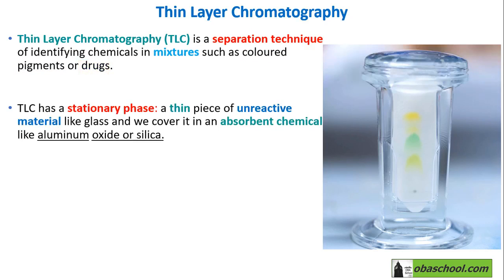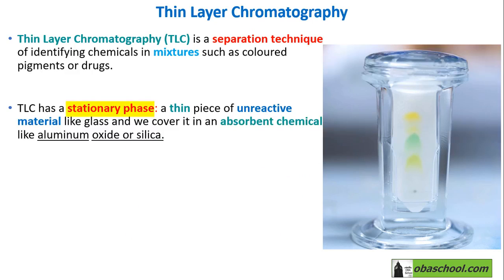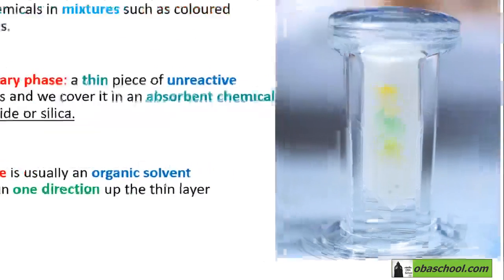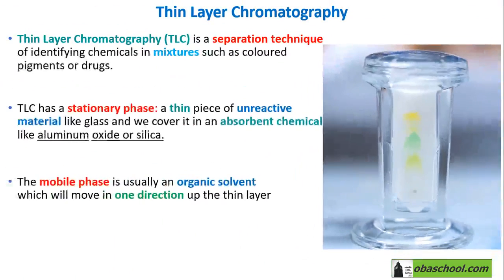As with any chromatography, thin layer chromatography has two phases. A stationary phase, which in this case is a thin piece of unreactive material like glass, covered with an absorbent chemical like aluminum oxide or silica. So here is the stationary phase. And we have the mobile phase. The mobile phase is usually the solvent that we are using in the chromatography, and it moves in one direction, up the thin layer. It will be moving upwards.